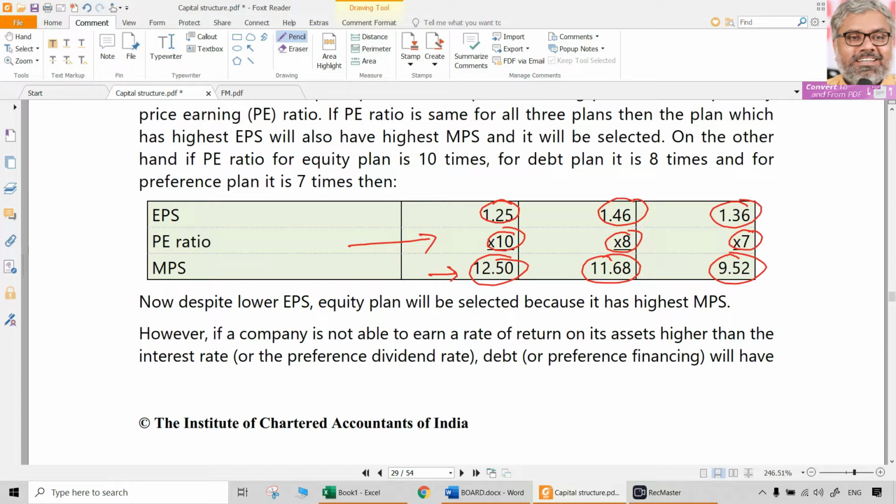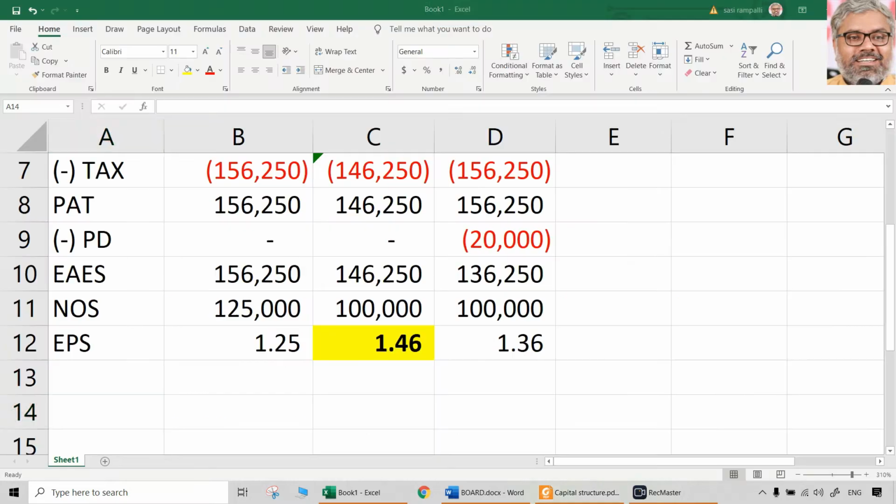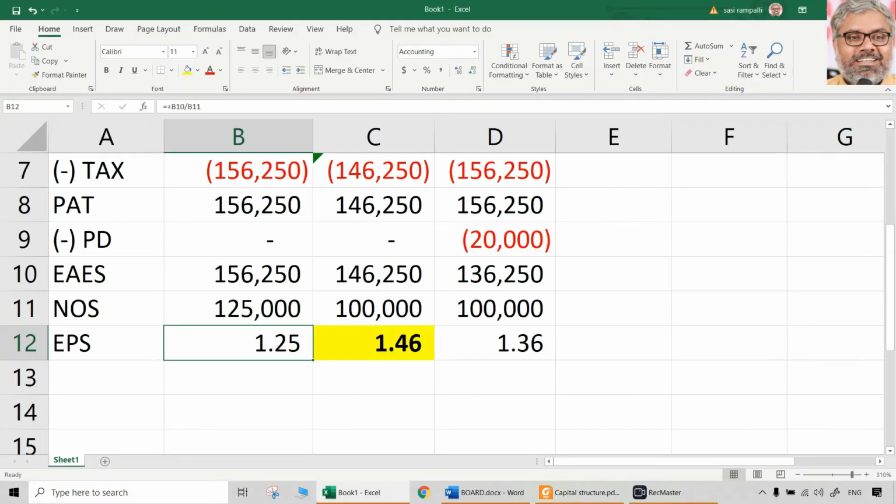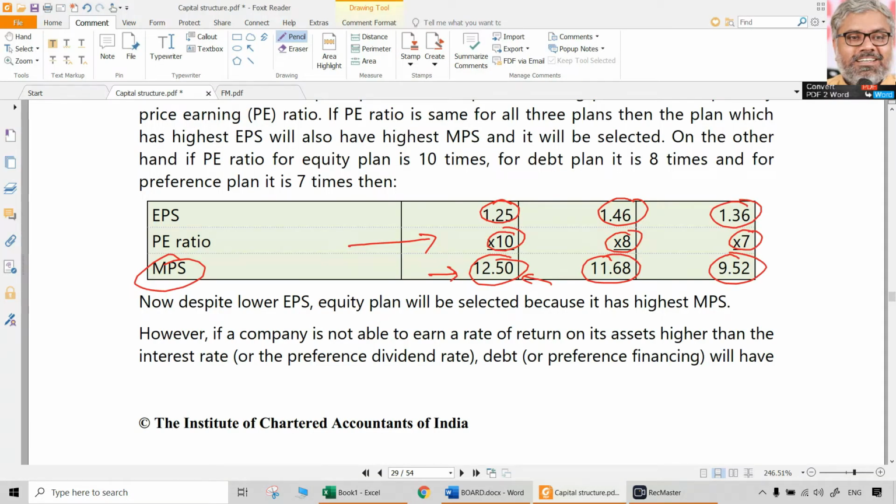As an example, this is the situation. If we take the same example, though the EPS is lower in alternate 1, MPS is highest in alternate 1. So which has to be chosen? Alternate 1 only has to be chosen still. Why? Because market price per share is the ultimate goal. Market price per share is nothing but the shareholder's wealth. So that is why the PE ratio also plays a crucial role in determining finally the capital structure decision.